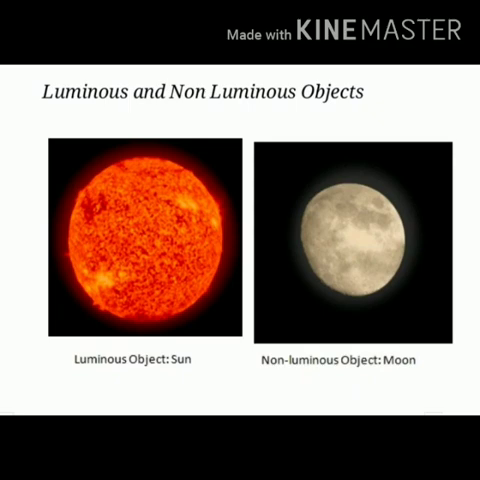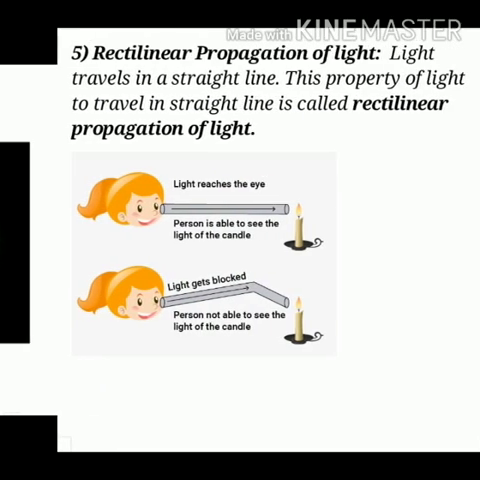Luminous and non-luminous objects. The sun is considered a luminous object as it has its own light. On the other hand, the moon is a non-luminous object as it does not have its own light. It reflects the light of the sun. Hence, it is considered a non-luminous object.